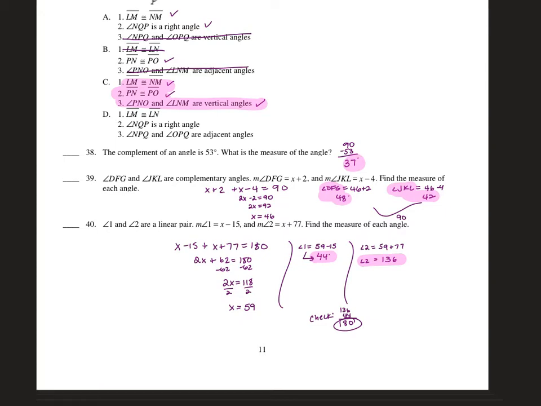X is 46. And then it asks for the measure of each angle, so I have to plug that 46 back in and I get 48 and 42. If they're complementary, then when you add them together, they should equal 90. 40 says they're a linear pair. If they're a linear pair, they're supplementary, so you add it up, set it equal to 180. You get X equals 59. And it said find the measure of each angle, so you plug that 59 back in, and you get 44 and 136. And if they're supplementary, then when you add them together, they should equal 180. Still good?